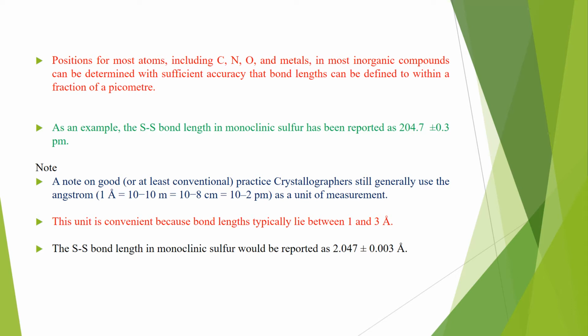The sulfur-sulfur bond length in monoclinic sulfur would be reported as 2.047 plus minus 0.003 angstrom.